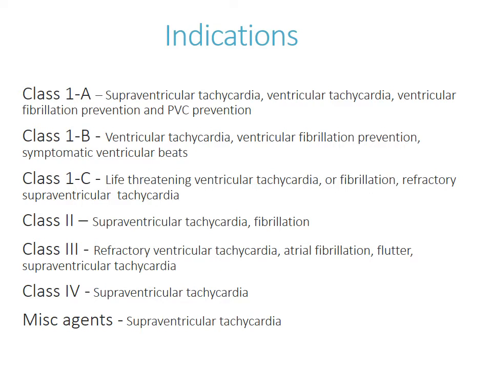Your class 1, 1A, 1B, and 1C, and also your class 3 antiarrhythmics are going to be useful for supraventricular tachycardias as well, but you can also use those for things like AFib. You can also use them for arrhythmias that are generating in the ventricle. So if you're having VTAC or VFib, those could all be treated by your class 1 and class 3 agents as well.